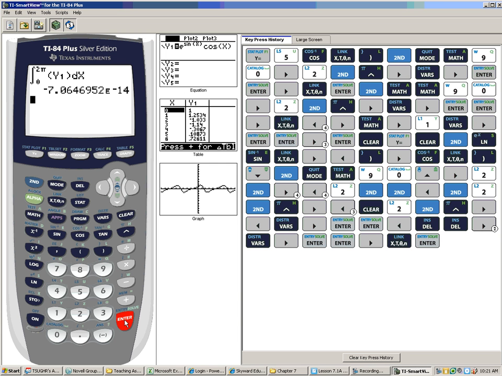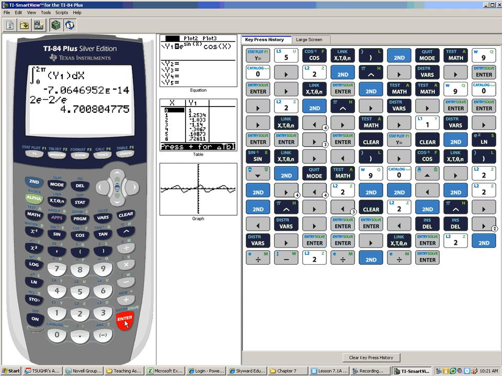we should get this value. Let's check it. 2 e subtract. That's fine. 2 divided by e. Okay? That's what we get for value right there. Let's see if we get that same thing if we put absolute value bars around this.